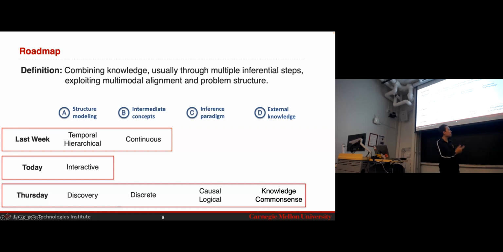So how do you discover the structure? How do you have discrete intermediate concepts like language? How do you integrate causal, logical combination functions into the inference? And how do you leverage external common sense knowledge? Any questions about the big picture for reasoning?